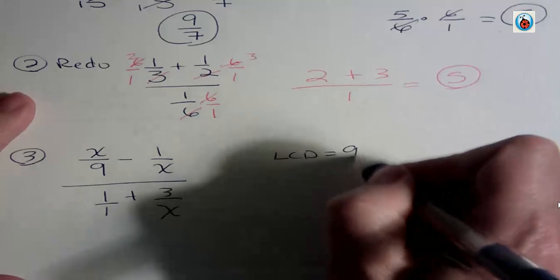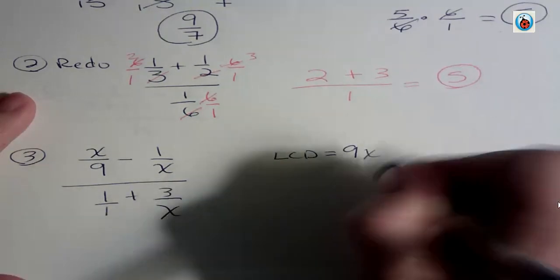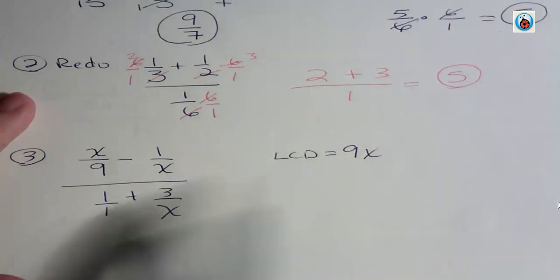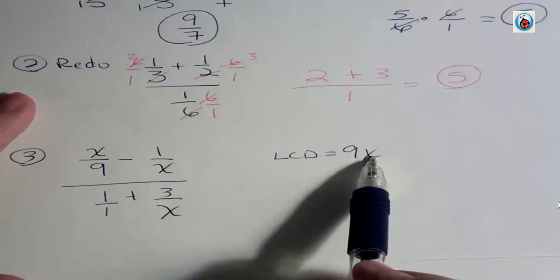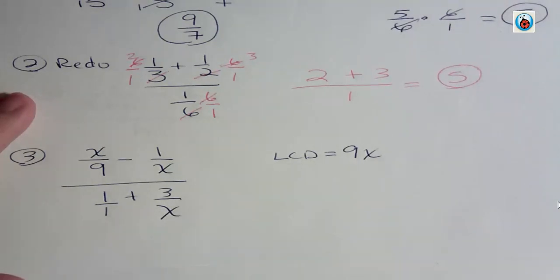Look at the next one. I want to have an x. Then I have a 1. Well, 1 goes into 9, so I don't need to write the 1 down there. And then I want x, which I already have. So my least common denominator is 9x. That represents all my fractions.